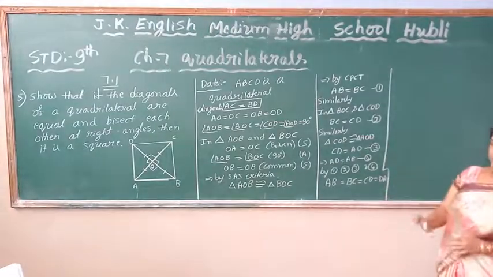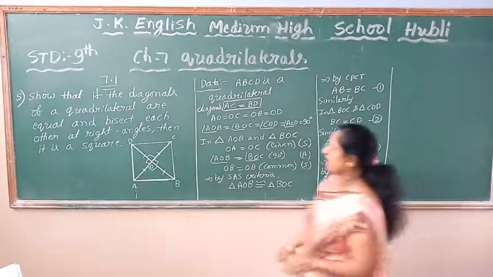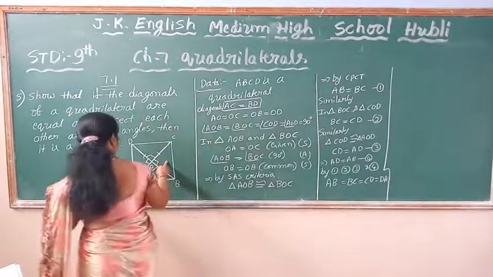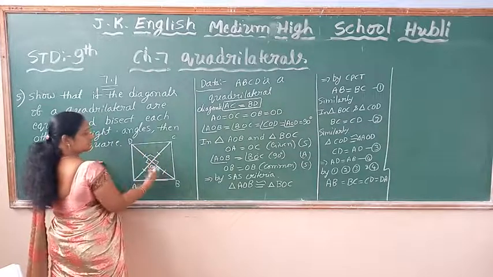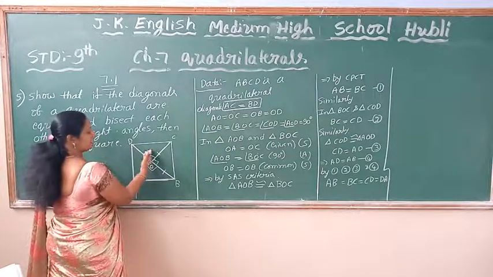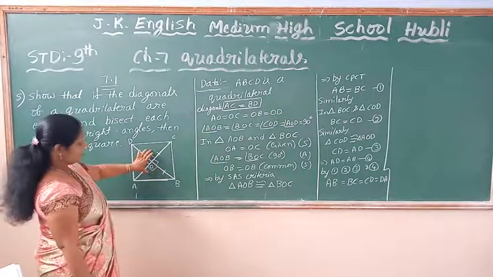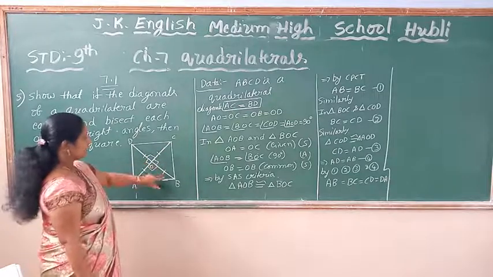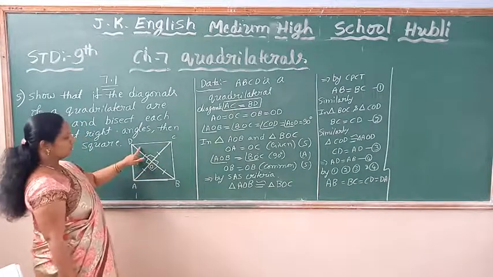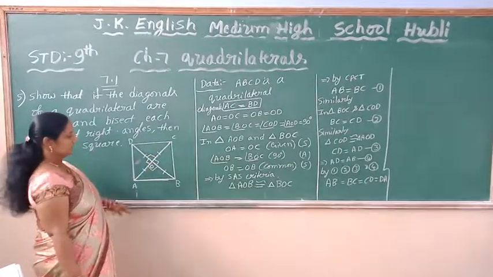I prove it now. All four sides are equal, and these two triangles are congruent, and these two triangles are congruent. So all these triangles are congruent means automatically these two triangles are also congruent. If these two triangles are congruent, then alternate angles are equal. If alternate angles are equal, then these two sides are parallel to each other, children.